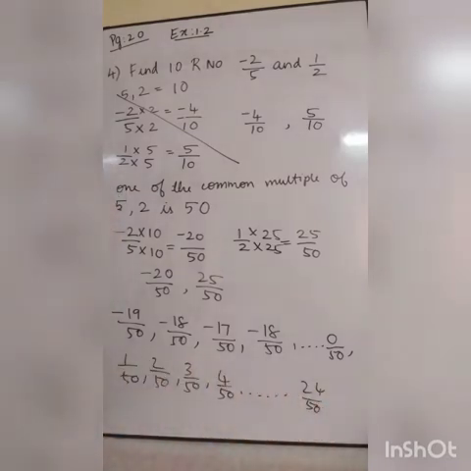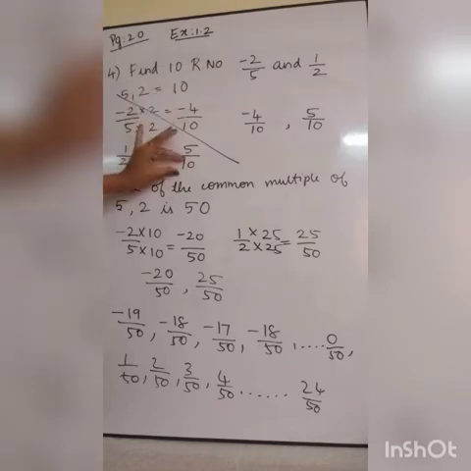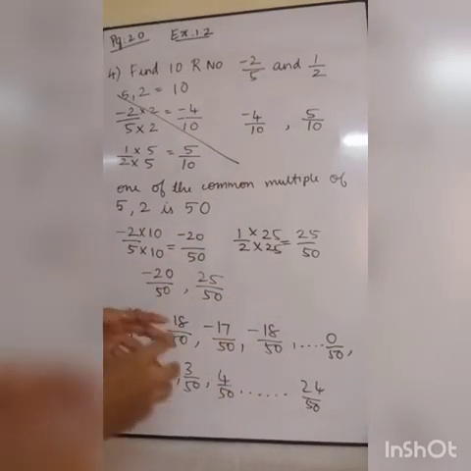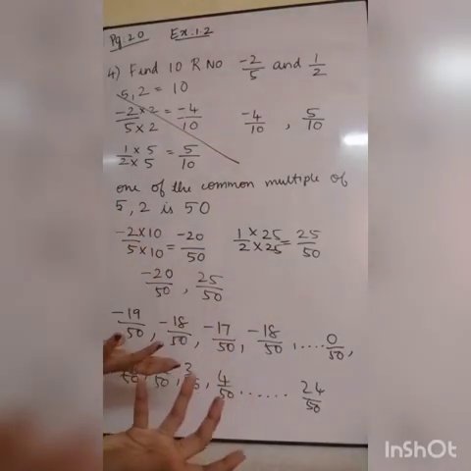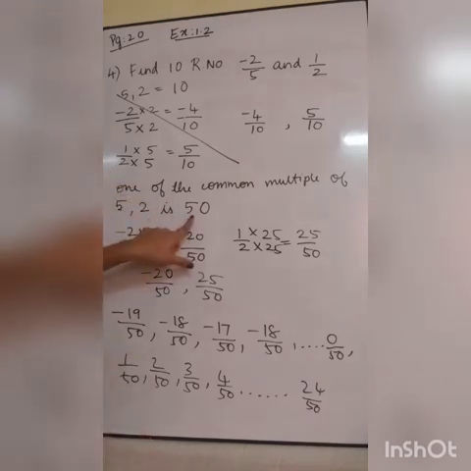Okay, listen. Why am I not using this method? Did you understand? Because if you do LCM and make the denominator 10, we could find only 8 rational numbers between those two. So that is why I am finding one of the large common multiples between 5 and 2, which means it comes in the 5th table and also in the 2nd table. 50 will come in both tables.